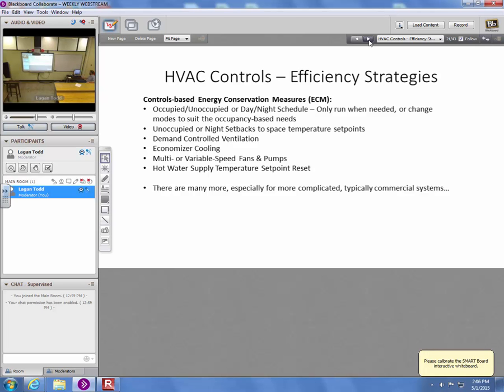Okay, so enough about that. So now let's start talking about efficiency strategies. Any questions before we switch gears into that?